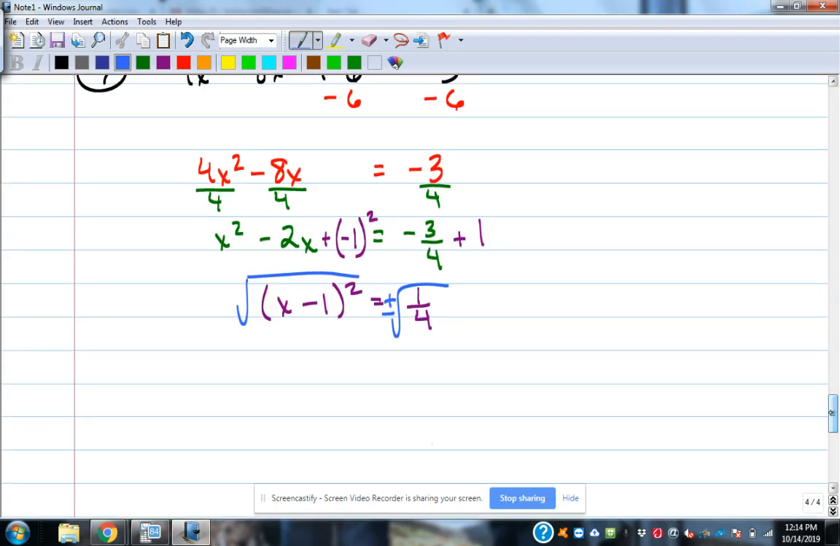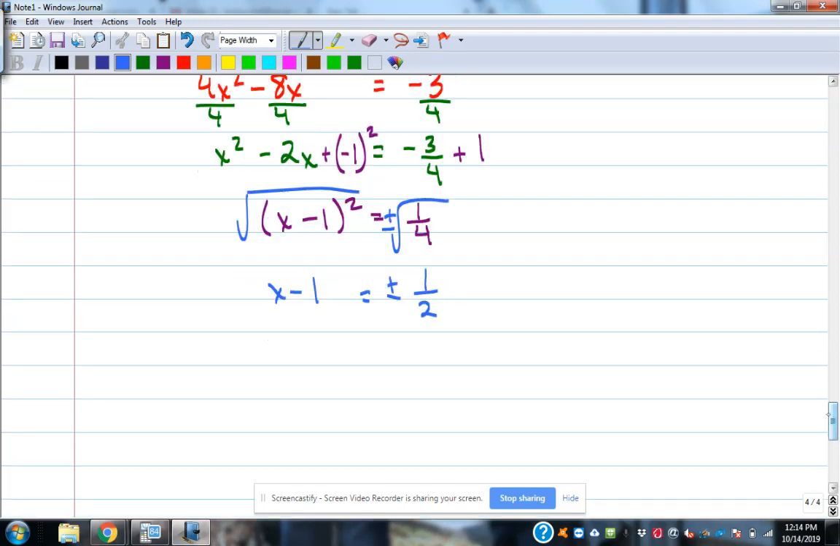And we've done square roots of fractions. Square root of 1 is 1. Square root of 4 is 2, right? So we got x minus 1 is equal to positive and negative 1/2. So when can I combine a 1 and a 1/2? Yeah, they're just regular numbers, aren't they? They don't have a square root in it. They don't have an i in it. So I can split this one apart and work it out because they're just regular numbers.